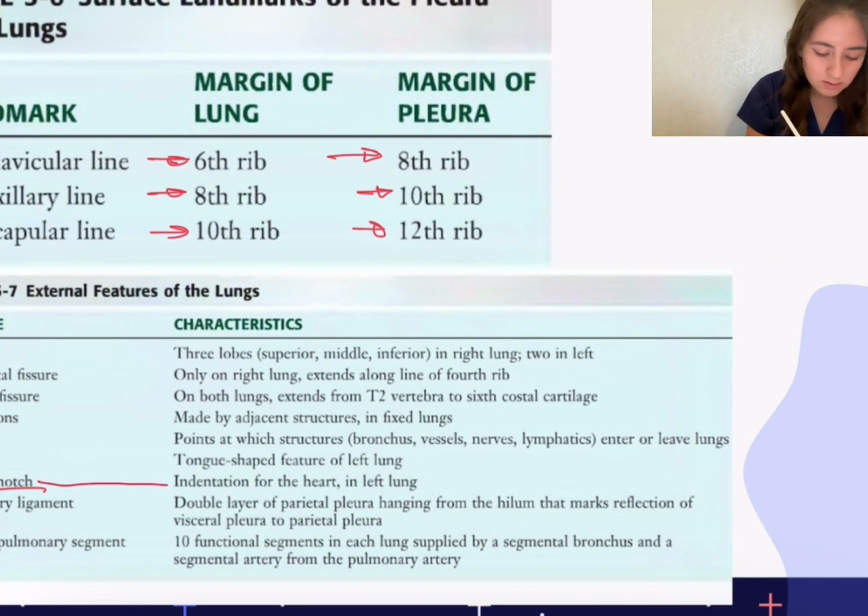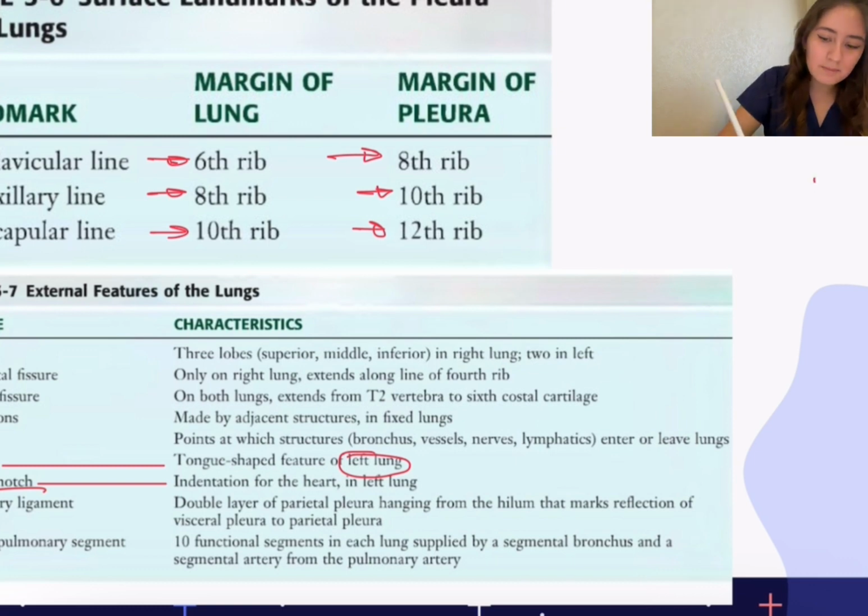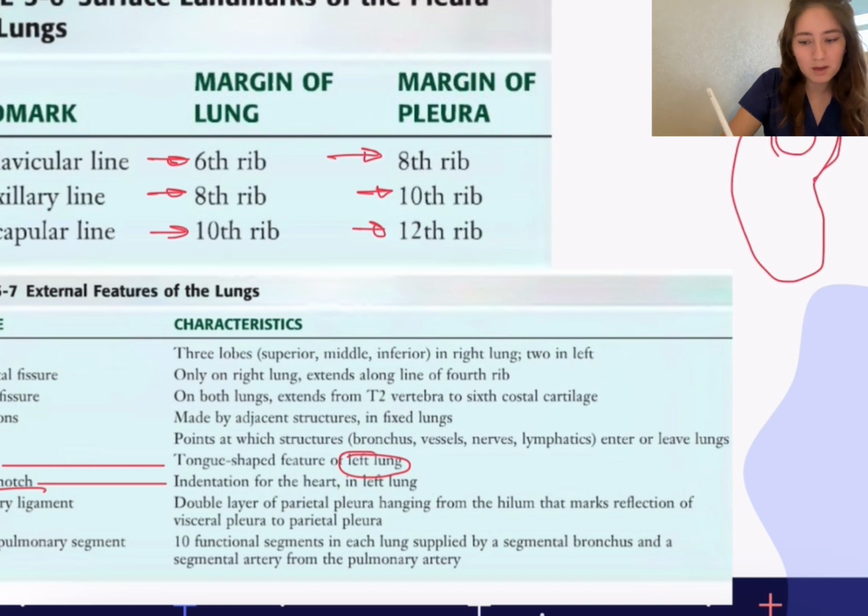So the cardiac notch is the indentation for the heart in the left lung. The lingula is a tongue-shaped feature of the left lung, just the left lung. Okay, the hilum is the part that contains the main bronchus, artery, superior vein, and inferior vein.